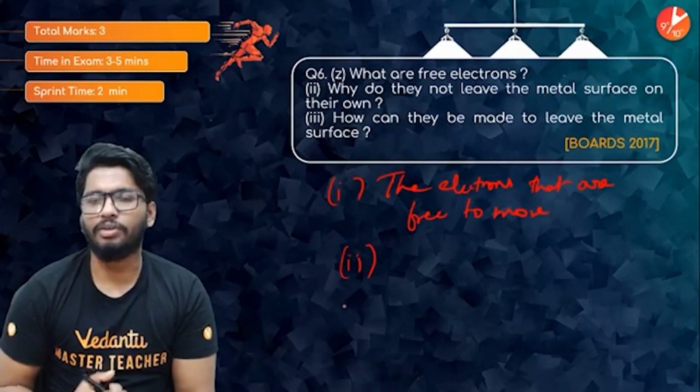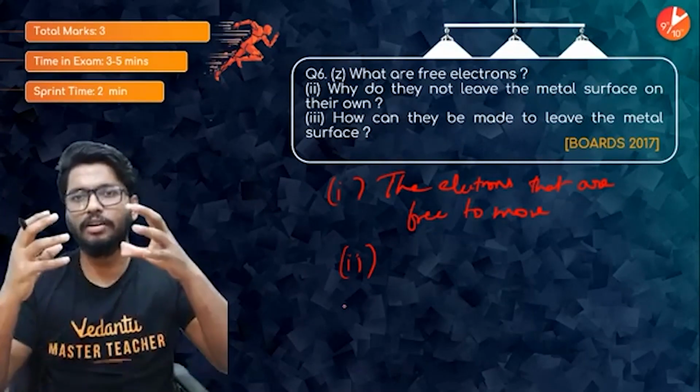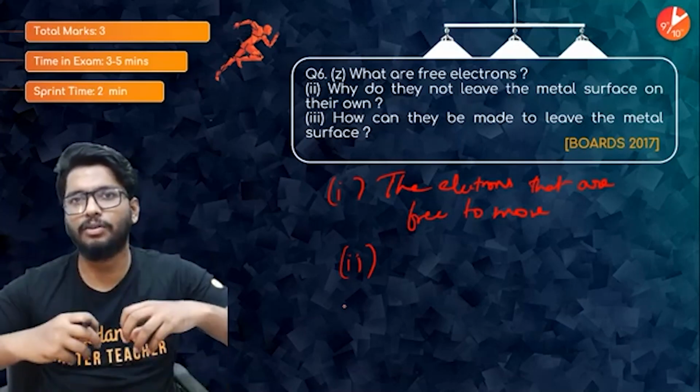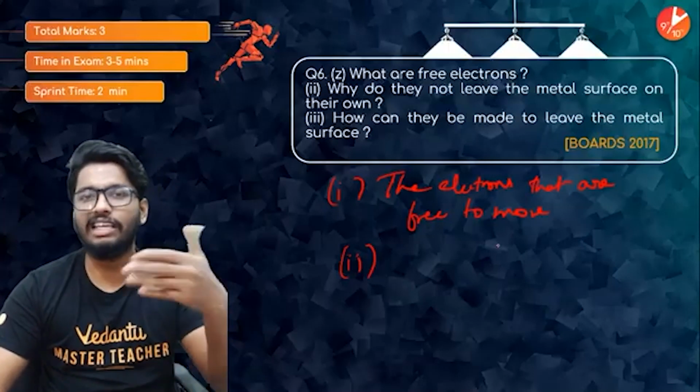The positive charges would try to attract them. That is why they can't come across, because that force is trying to keep them in their place. They're not letting them escape. That is why they cannot easily leave on their own.